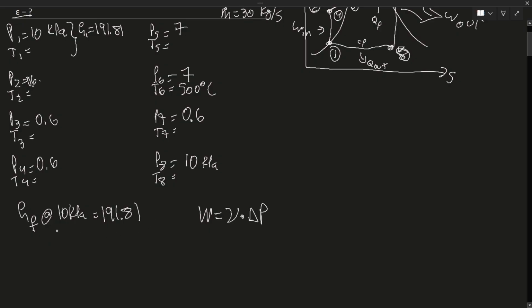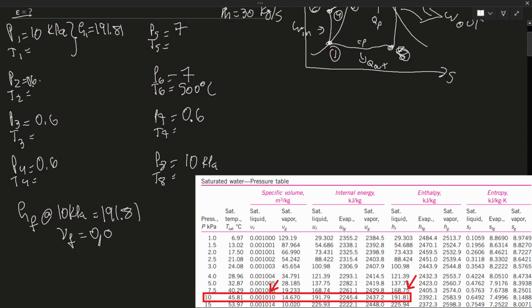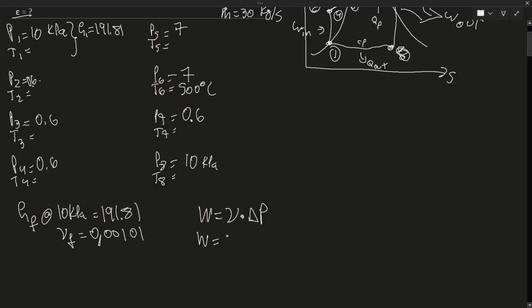To find the specific volume, again, point 1 is just saturated water. So you just check the saturated fluid specific volume, which is equal to 0.00101. So work is equal to 0.00101 times the pressure difference in kilopascals, okay? P2 is 0.6 megapascals, so 600 kilopascals, minus 10. Calculating this, you get a work of about 0.5959.